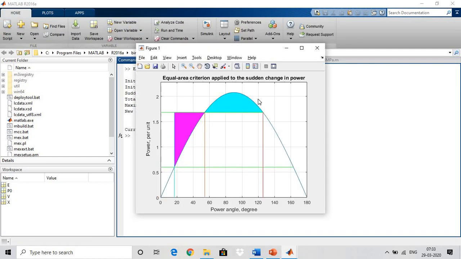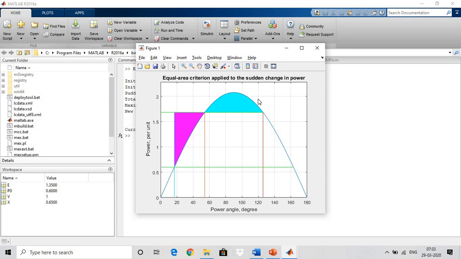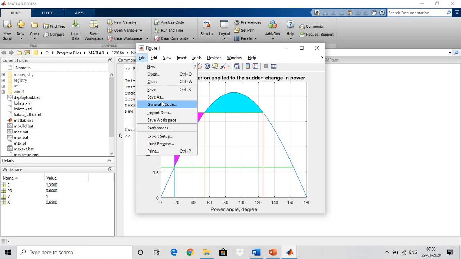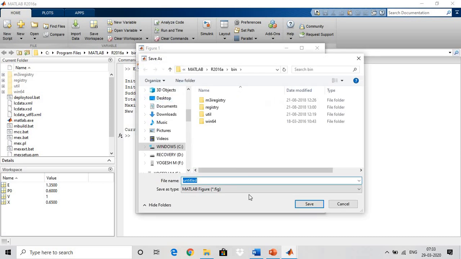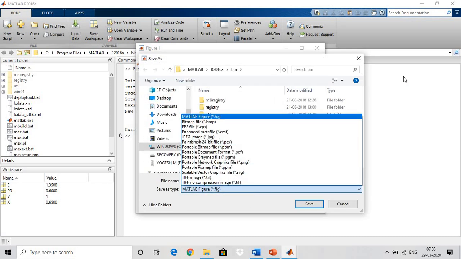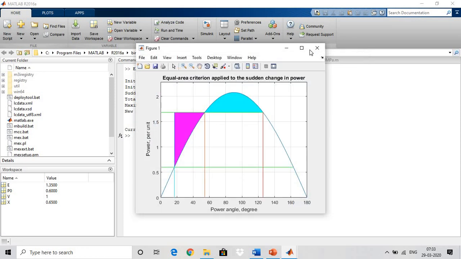So this is the equal area criteria for the first condition, that is, when the initial power is 0.6, and there are two areas, the area of acceleration and the area of deceleration. You can save this image by the save as option, and you can save this image as a bitmap image for write-up purposes.